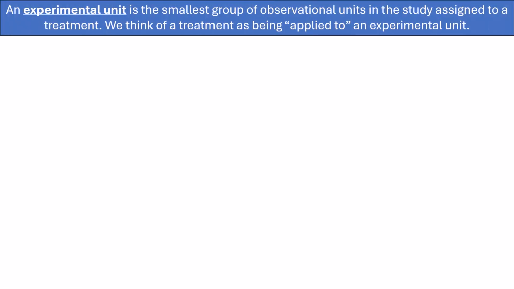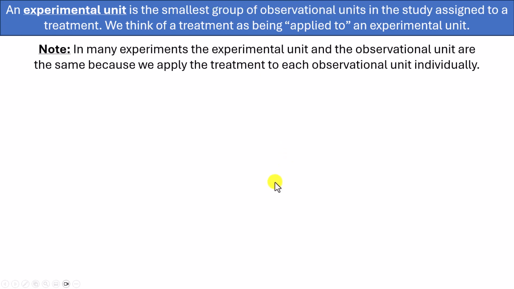Okay, a couple more definitions here. So we have an experimental unit, which is the smallest group of observational units in the study assigned to a treatment. And we think of a treatment being applied to an experimental unit. Remember, an observational unit is really just each individual that we're collecting information from. But sometimes the experimental unit could be the same as the observational unit, and sometimes it could be different. And I think the best way to explain this is to give some examples.